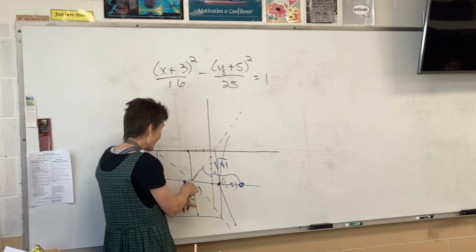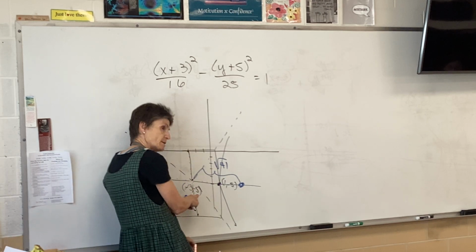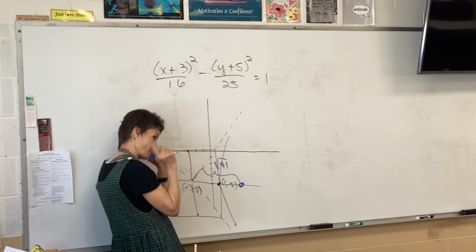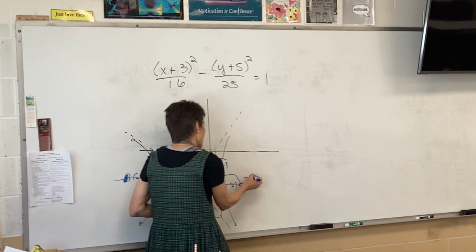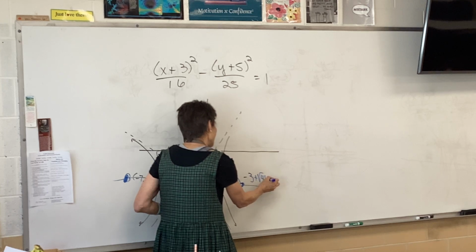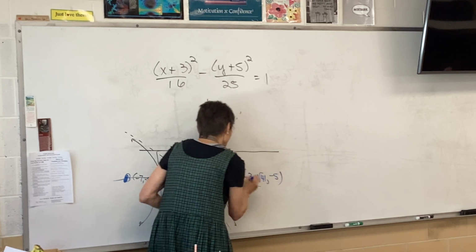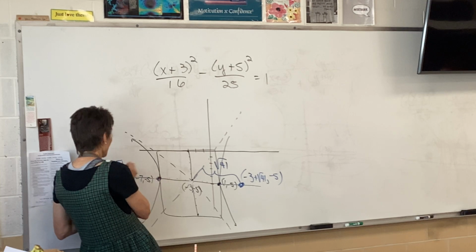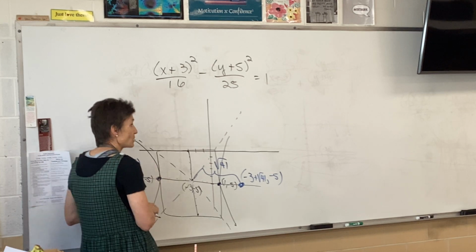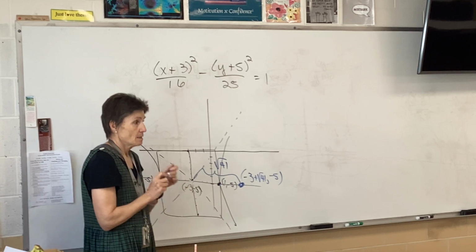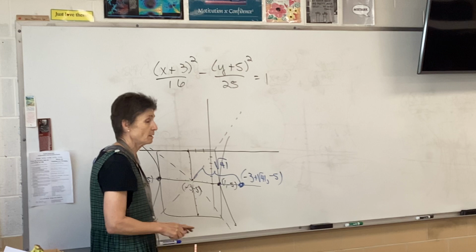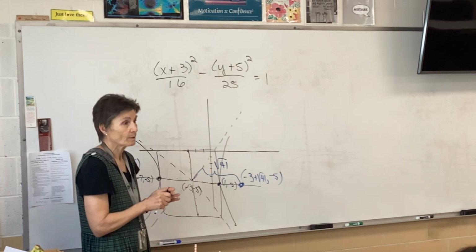Now, are we going to add it to the negative 3 or to the negative 5? The 3, because we are going sideways, which is x. So negative 3 plus root 41, comma, negative 5. Negative 3 minus root 41, comma, negative 5. Those are my focus points, my foci for this hyperbola. Okay?